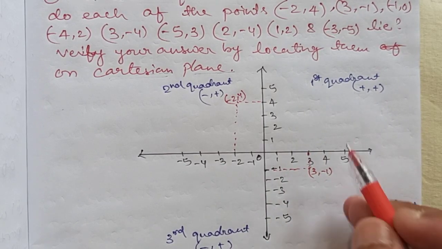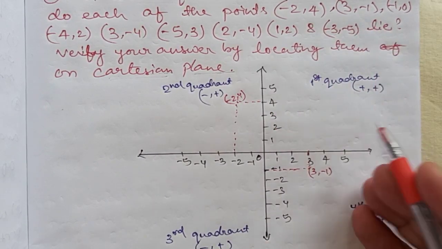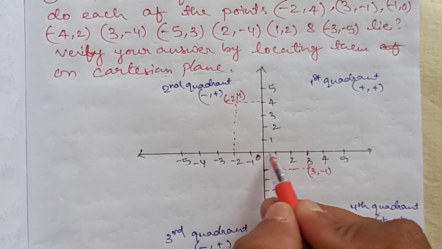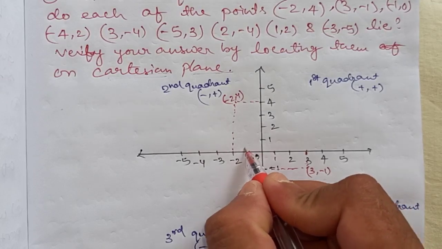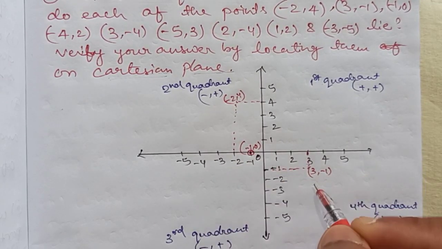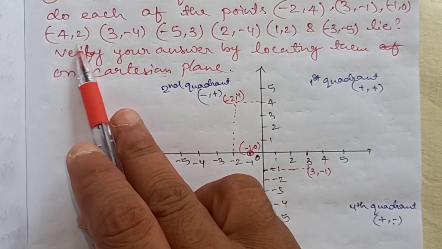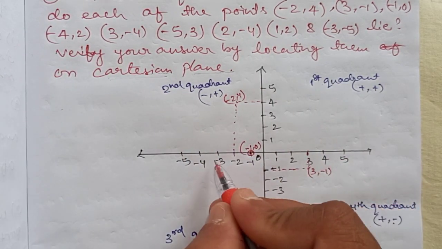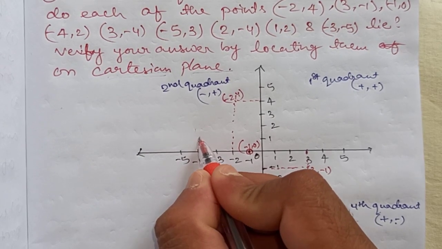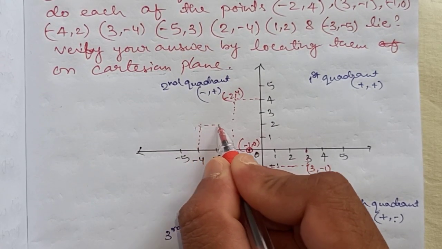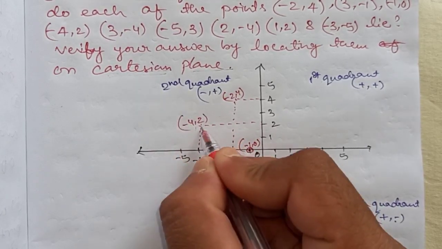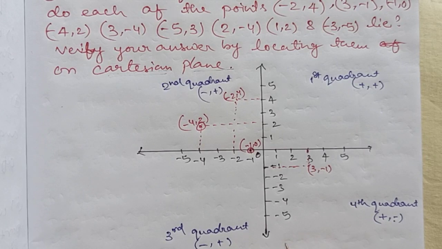Okay, next, minus 1 comma 0. Minus 1 is here and the ordinate is 0, which means on the x-axis y is 0. So minus 1 comma 0 will lie on the x-axis. Okay, next, minus 4 comma 2. Minus 4 comma 2 will meet here.